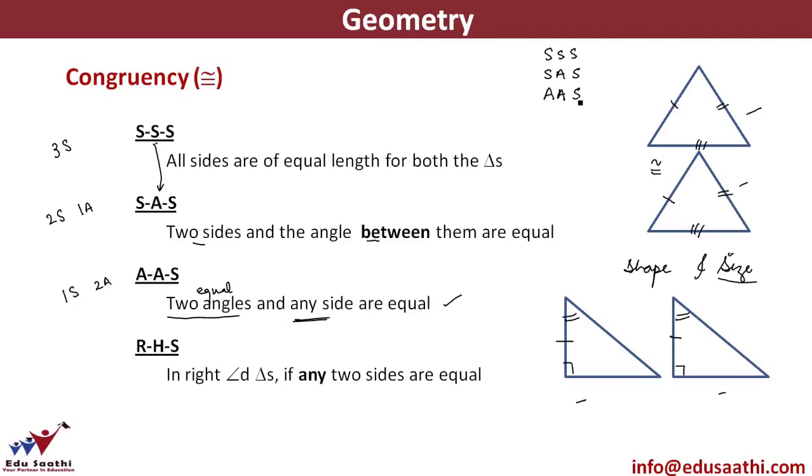The fourth one being, and it's not a new one, RHS. In a right angle triangle, if any two sides are equal, the two triangles are said to be congruent. This is very, very evident. Right angle means one angle I've already taken as the same. And two sides equal, it is actually the same rule that I am applying here.